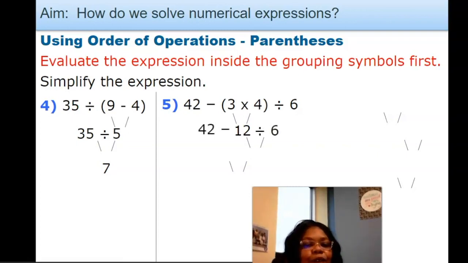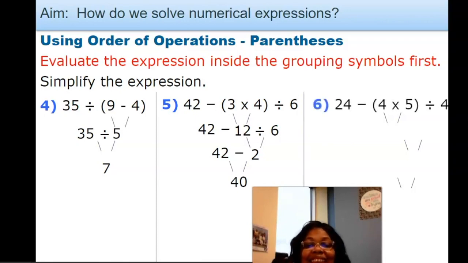So according to our order of operations, the next thing we do is we work our division problem, 12 divided by 6. Guys, 12 divided by 6 is what? Get ready. Awesome job, it is 2. So we solve the problem for 42 minus 2. And our answer is 40.